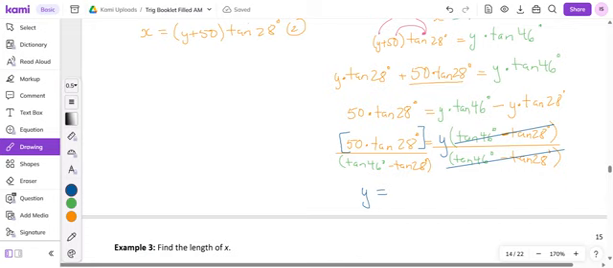Wouldn't you take the tan 28 out of both fractions because it's on the top and it's on the bottom? Yeah, so you can't. Oh. Because the denominator is not factored, these are two terms that are being subtracted.